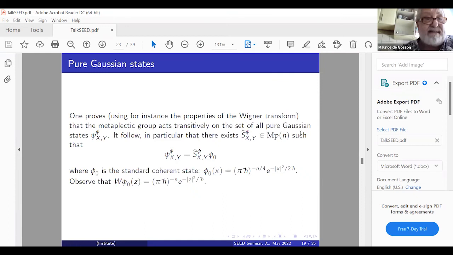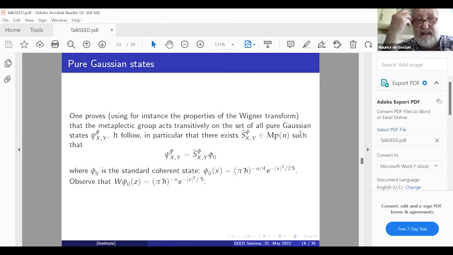I'm not going to insist here on that. The metaplectic group acts transitively on Gaussian states. If you take, for instance, the Fourier transform of a Gaussian state, you will get another Gaussian state. More generally, if you take a metaplectic operator and apply it to a Gaussian state, you will again get a Gaussian state.